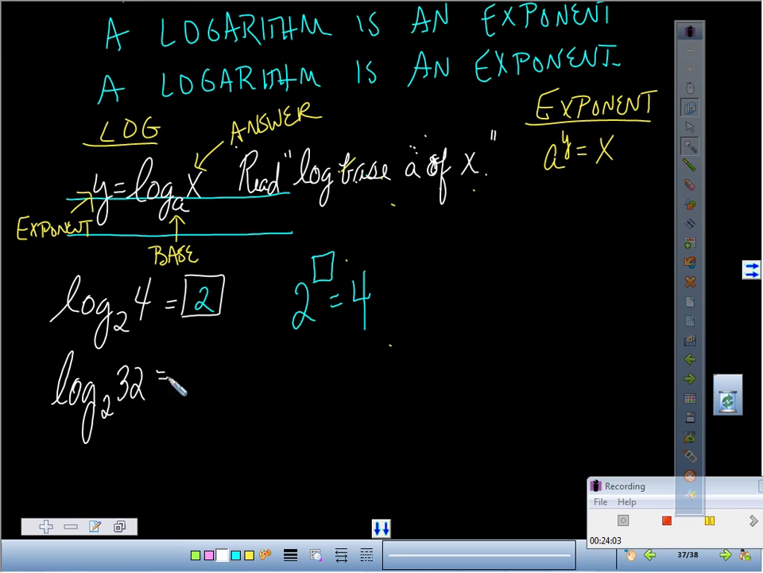Oh, we're going to see if you know your exponents. Here's what it's asking, guys. It's saying 2 to what power is 32? Yeah, 5. It's the one you should know. You should know 2 to the 5th is 32. All right, here's the next one.